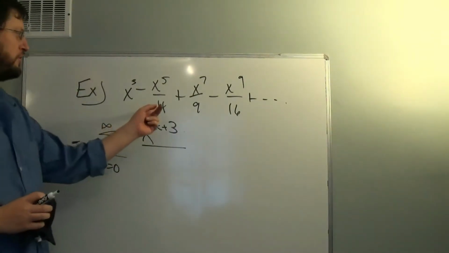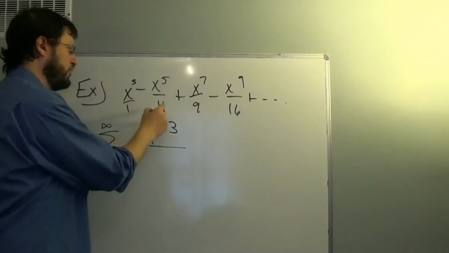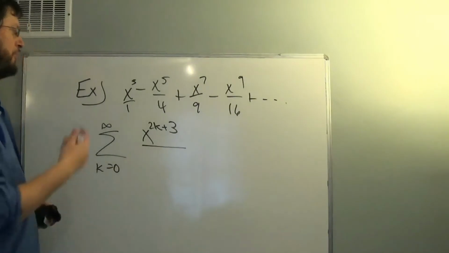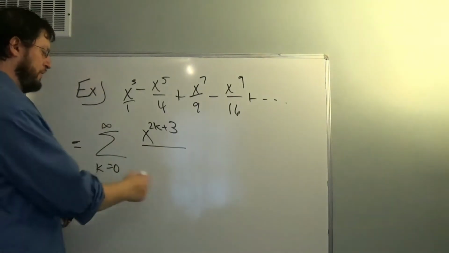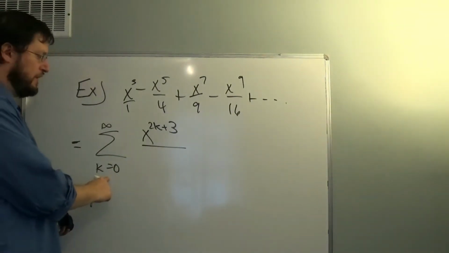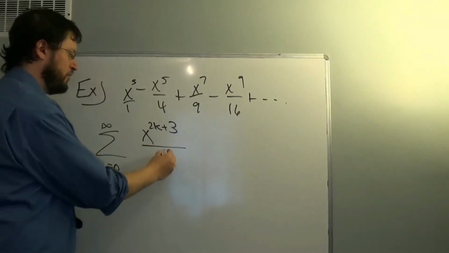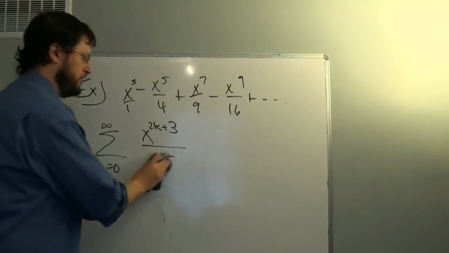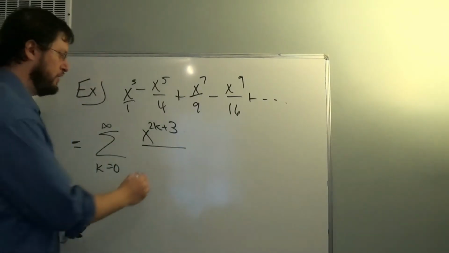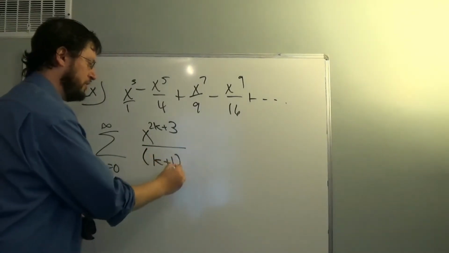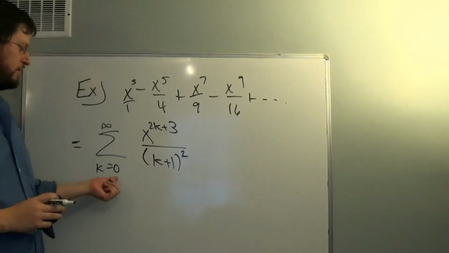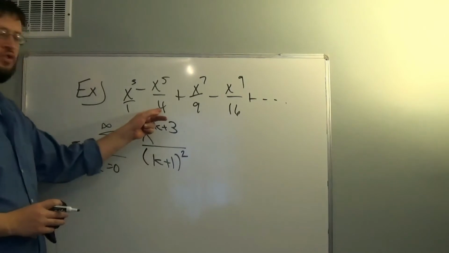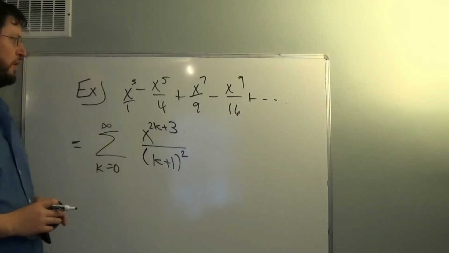What's happening with my denominators? The denominators look like 1 squared, 2 squared, 3 squared, 4 squared. So it's something squared. We have to be careful that it matches the k that we're given. I can't just say k squared because 0 squared is 0 and that doesn't work for what we want. So that's not quite right. What I do need to do is shift that over to k plus 1. Because now when I plug 0 in, I get 1 squared. When I plug 1 in, I'll get 2 squared, and so on and so on.